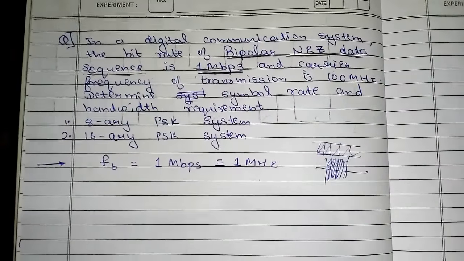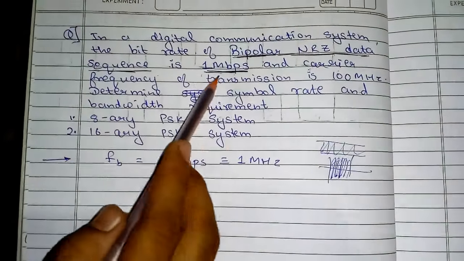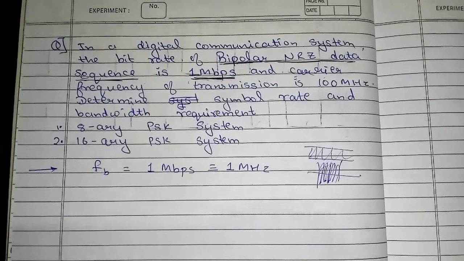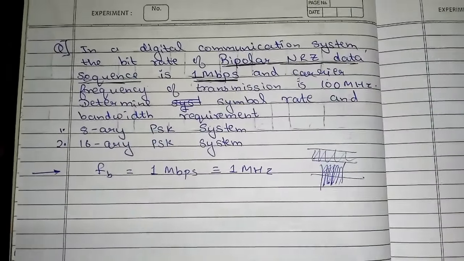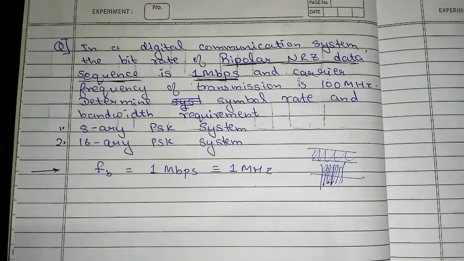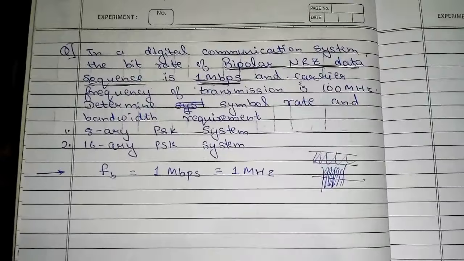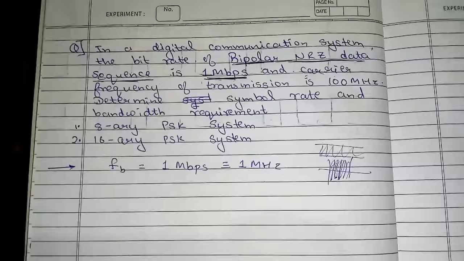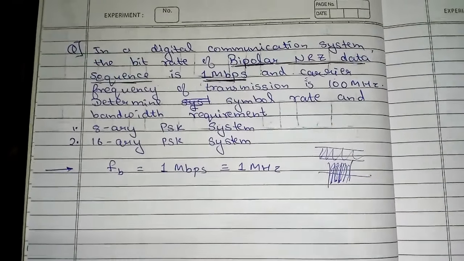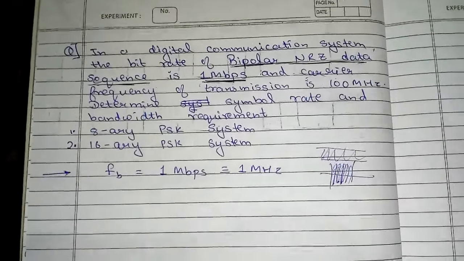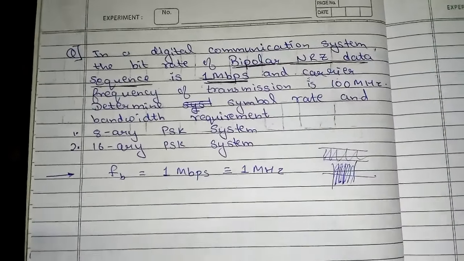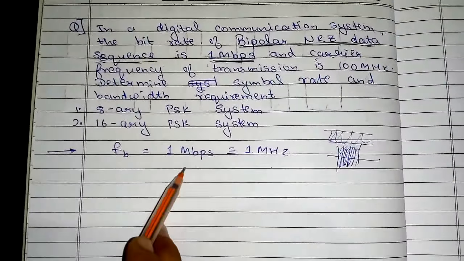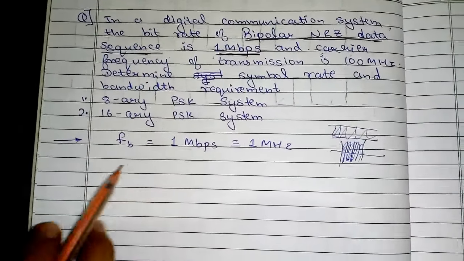But if in the question your bit rate is given higher than your carrier transmission rate, then you can assume that the question is wrong, or you have to find your Rmax. Rmax, we saw it in the first video. There you will get the maximum transmission rate possible, and then you have to further solve the question. In this question, that is not the case. So let's proceed. FB equals 1 megahertz.